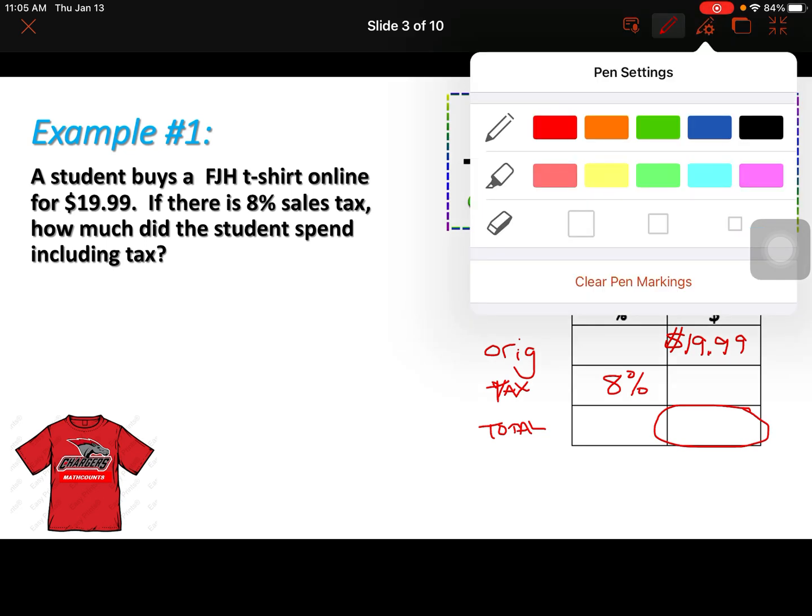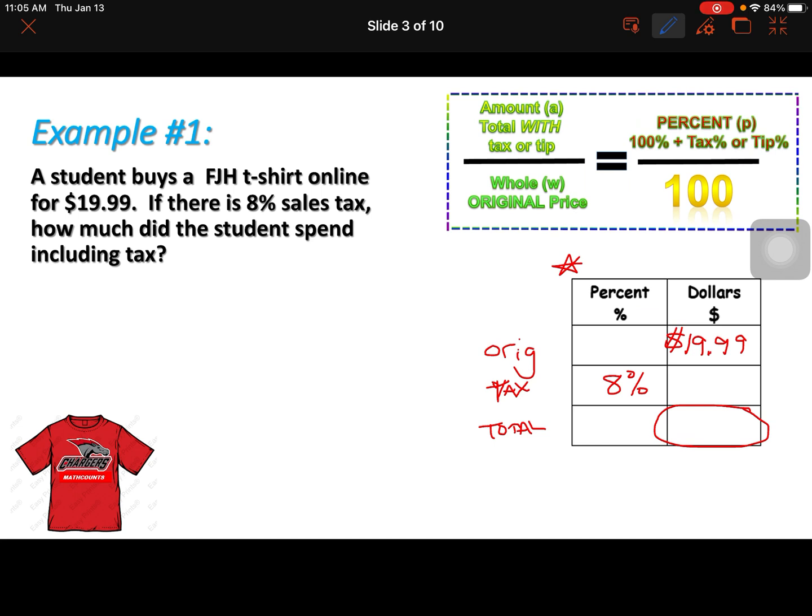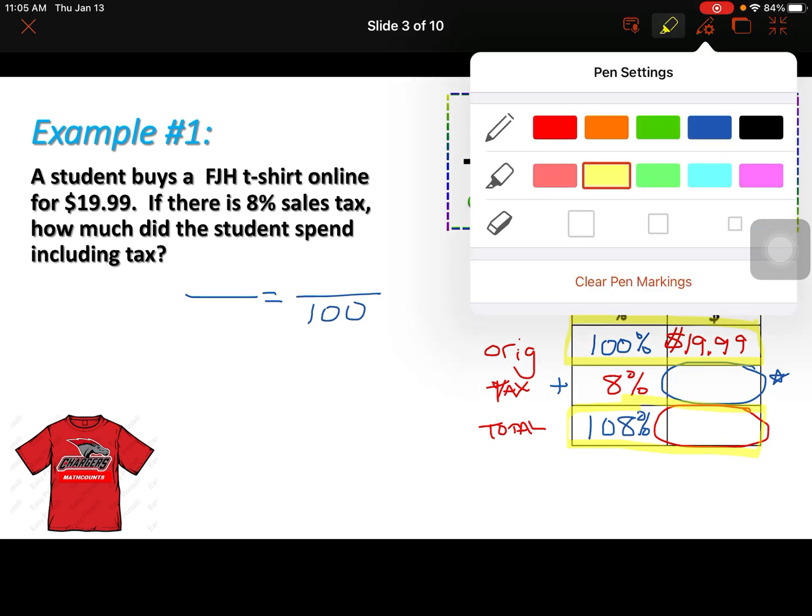Now, what we did in the past is we set up a proportion, which we're going to do again, but what we did is we found this amount. We are actually going to skip that amount, which is the dollars that you're going to pay in tax, and then add them together. And what we're going to think about is I have to pay 100% of the original cost, and I have to pay 8%, and so I'm going to have to pay a total of 108%. And so if I use these two amounts, I have the 100% of $19.99, and it gets me to 108%, I can go directly to my answer.